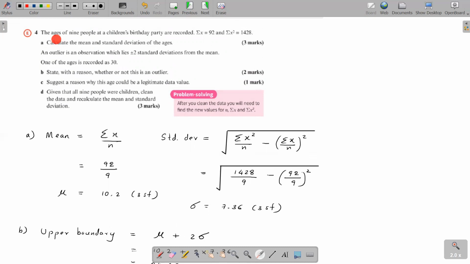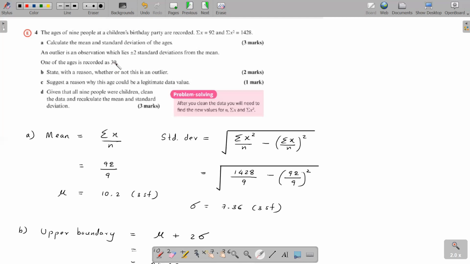In this question, they say the ages of 9 people at a children's birthday party are recorded. So basically, at a children's birthday party, they expect mostly to take the ages of children, right? But you can see they've taken the age at one age as 30. How can one age become 30 in a children's party? Yeah, it could be a parent. It could be some sort of an adult. So probably it should be a parent. So they've taken the age of a parent here.